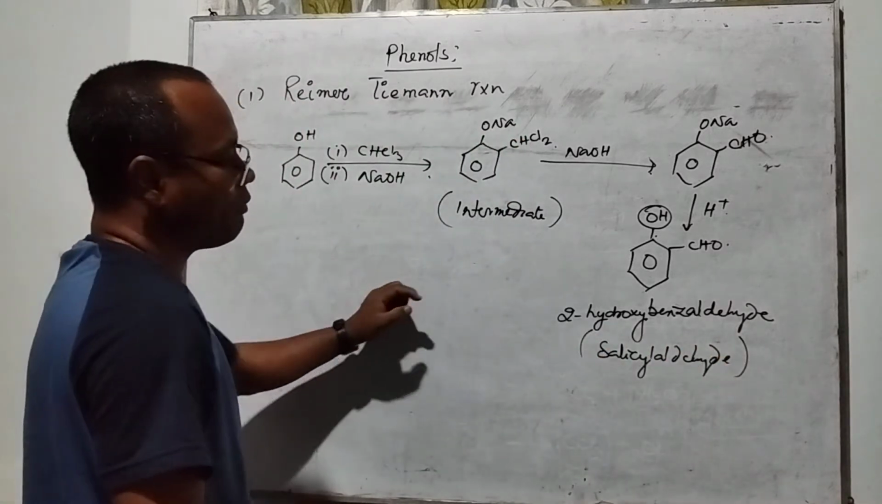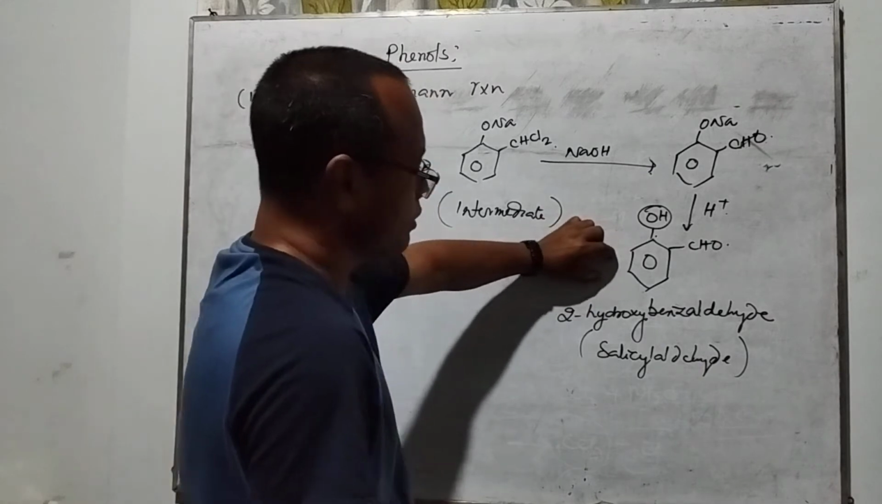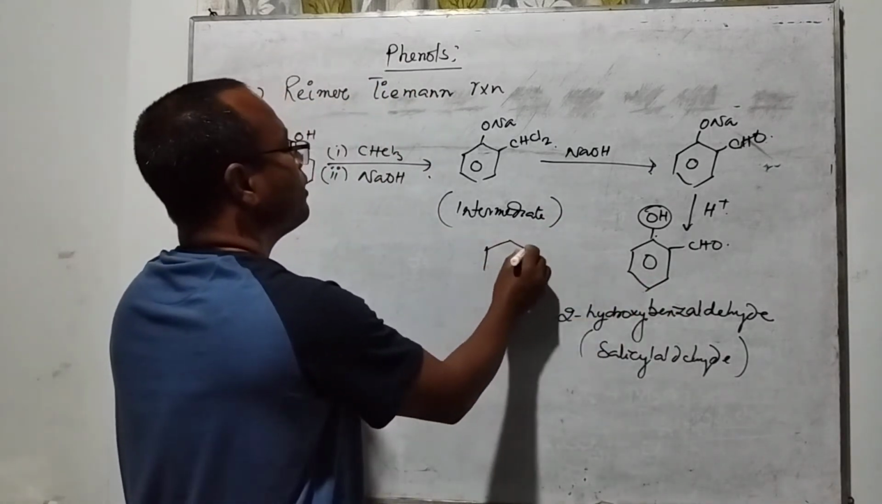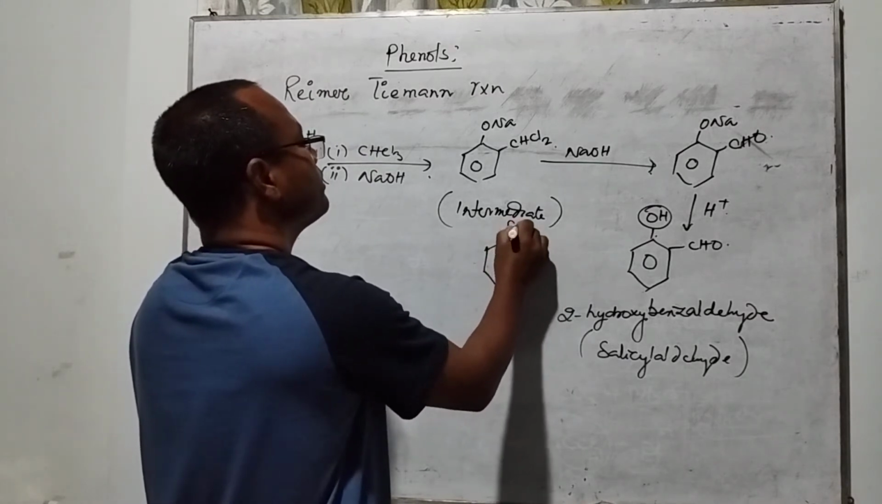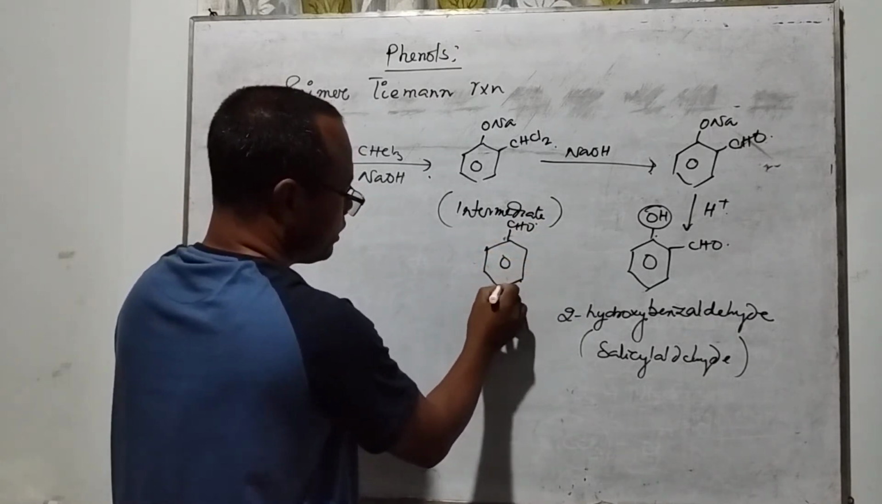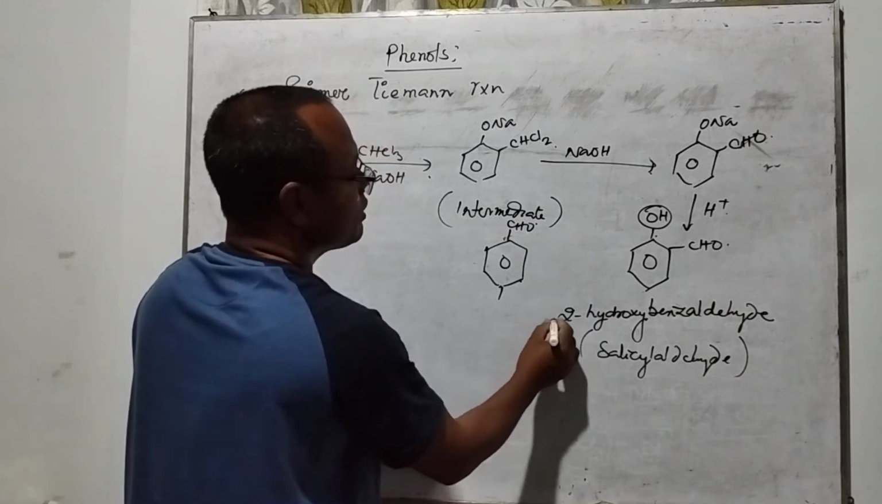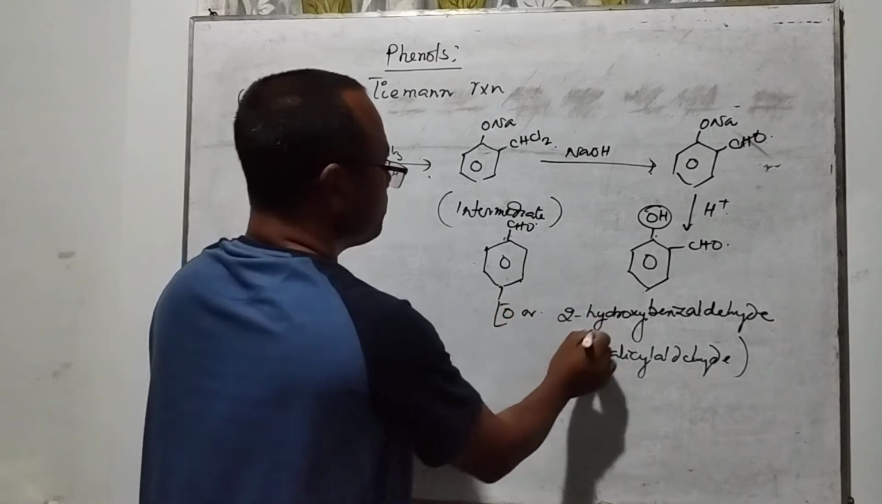We have another isomer of this 2-hydroxybenzaldehyde, which is formed at the 4th position. I write this as the benzaldehyde. Let me start counting 1, 2, 3, 4. This is the para position, and this is the ortho position. So we can say this is the ortho or para position.